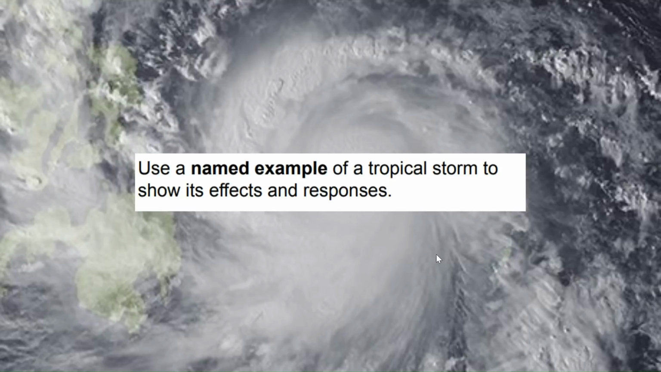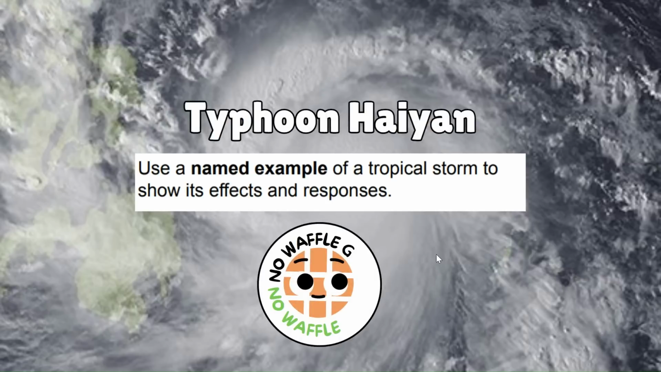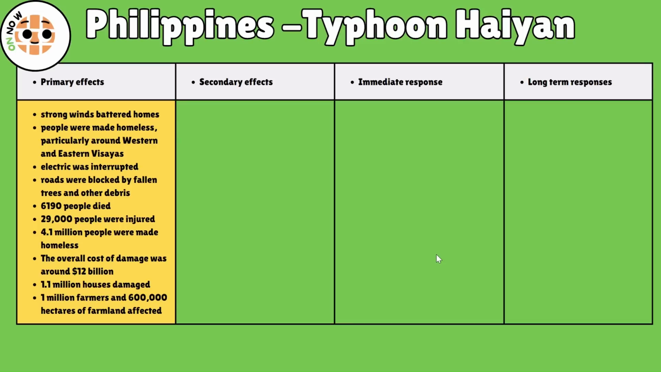Let's look on to the next example. Use a named example of a tropical storm to show its effects and responses. We're looking at Typhoon Haiyan, which happened in the Philippines. So, this is a nice table. In this case, we're not comparing it to something else, so you just need to remember the facts alone.